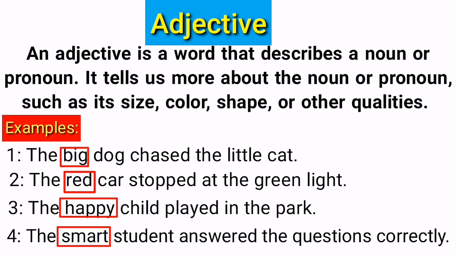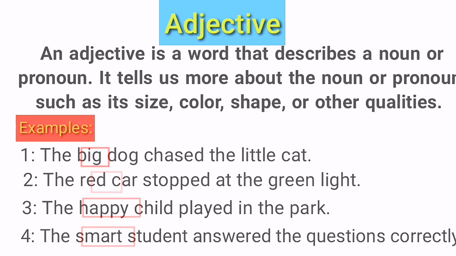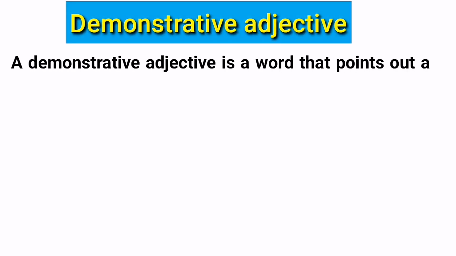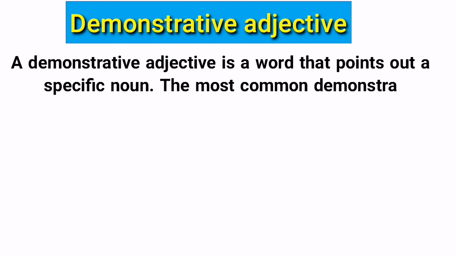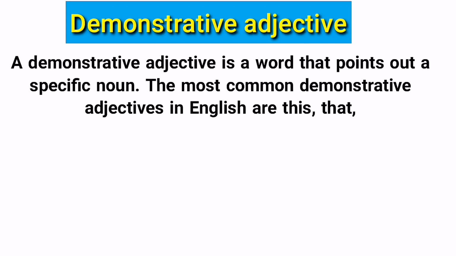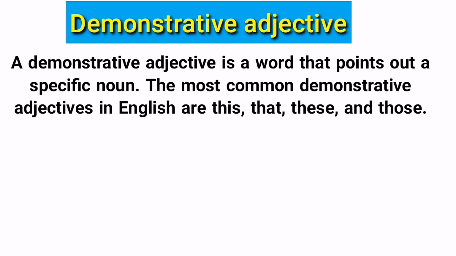Well guys, as you have understood adjective, but you have not learned kinds of adjectives, so let's move and learn them one by one. 1. Demonstrative adjective. A demonstrative adjective is a word that points out a specific noun. The most common demonstrative adjectives in English are this, that, these, and those. It means that a demonstrative adjective is nothing but just a word that points out a specific noun.